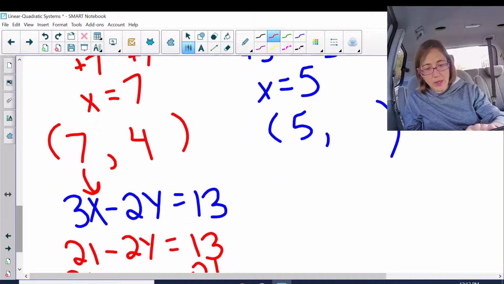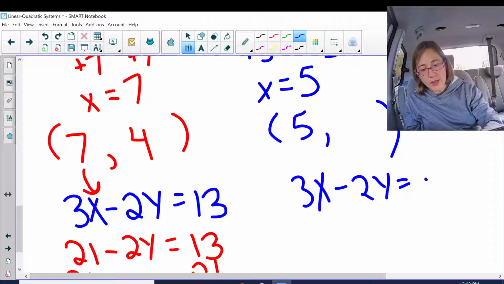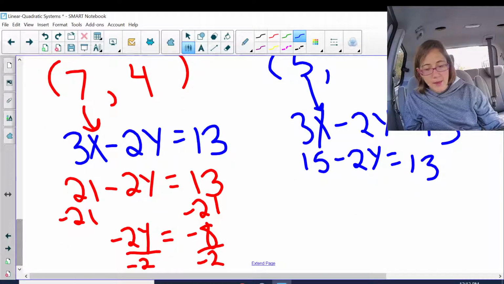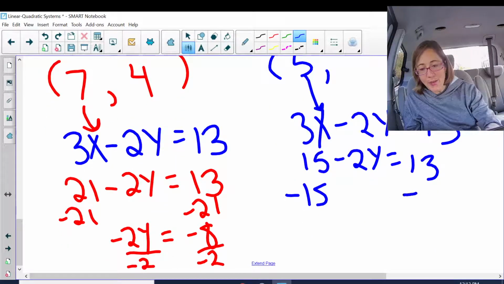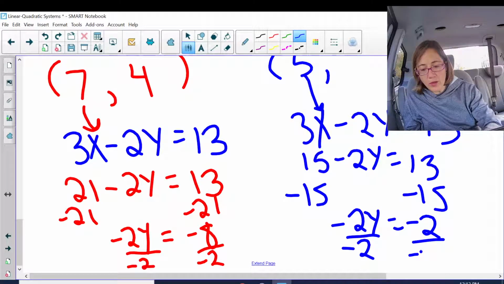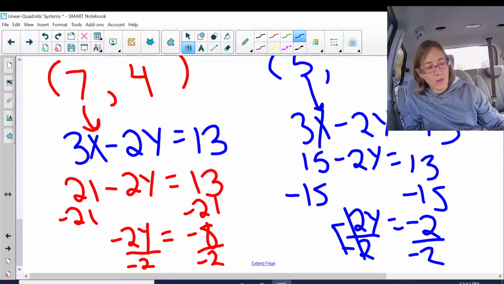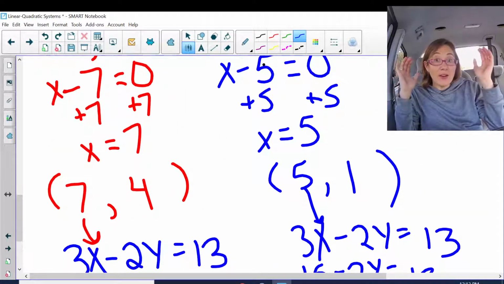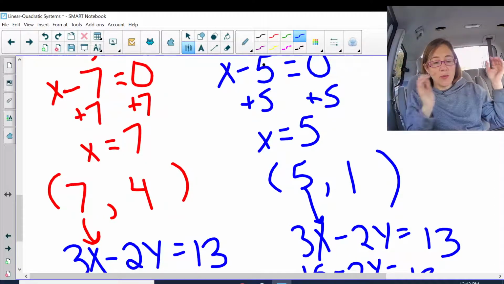Now I'm going to use that same equation. So the 3x minus 2y equals 13. I'm going to use it again, only this time I'm going to plug the 5 in. So 5 is going to go in here. So I'll have 15 minus 2y equals 13. I'm going to subtract my 15 on both sides, and we'll get negative 2y equals negative 2. I divide both sides by negative 2. We get a y value of 1. So my other intersection point should be at 5, 1. So we have an intersection point at 7, 4 and an intersection point at 5, 1.